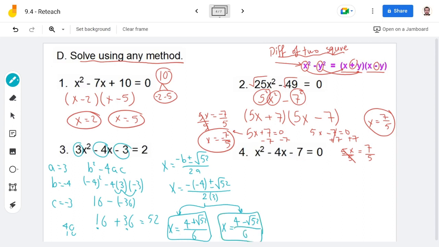Now, do you see the difference? Here I factored it very fast. Here is the difference of two squares. Here I use the quadratic formula. So as you can see, it depends on the question.